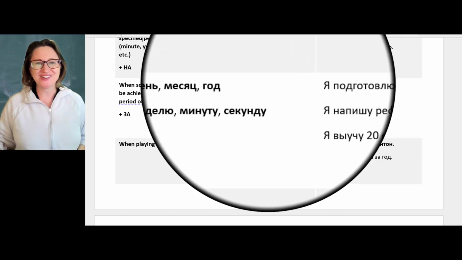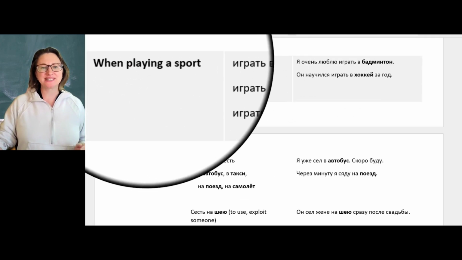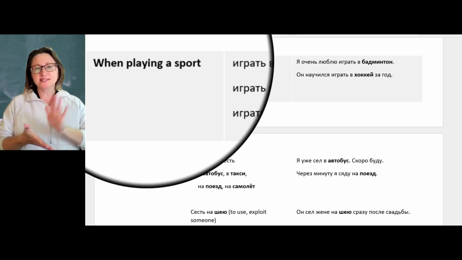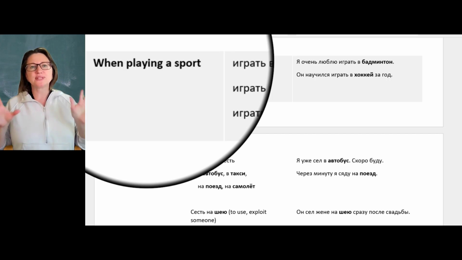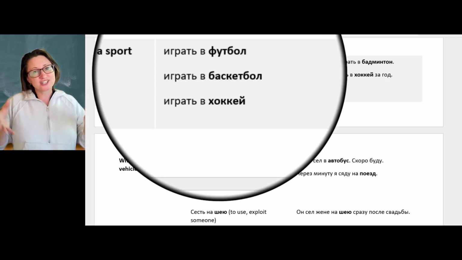Oh, it's getting so long. Okay, let's continue. So next one is actually easy. Actually, all of the other contexts will be kind of easy. When playing a sport, it's one of the first contexts that we even learn, no matter who teaches Russian in which textbook. It comes up very early on, because games that we play, it's a really fun topic to discuss, and it's easy. It's just accusative. And most of the sports are actually masculine, so they don't even change at all.